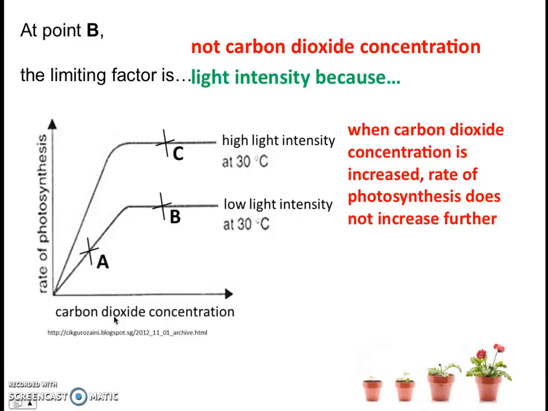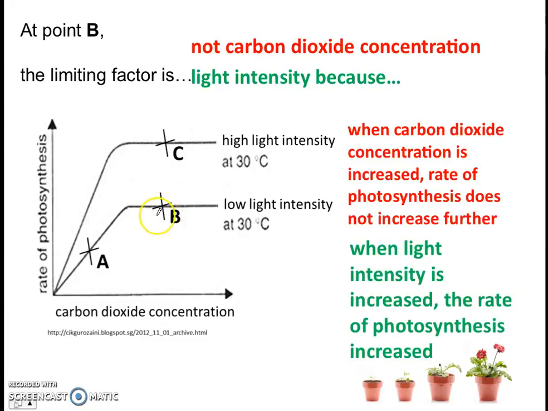Now that's because at point B, if I increase my light intensity, the rate of photosynthesis will actually increase. Now how do I know that? Well, it's by looking at point B more closely. So let's look at point B and the conditions at point B. At point B, you can see that it is a low light intensity because it's on this lower curve. Low light intensity and 30 degrees Celsius, and it has a carbon dioxide concentration of, let's say, about 20%. Let's say this point is 20%.